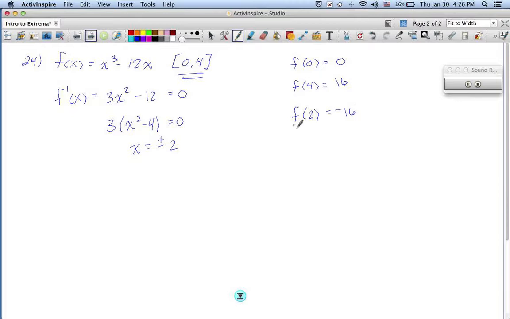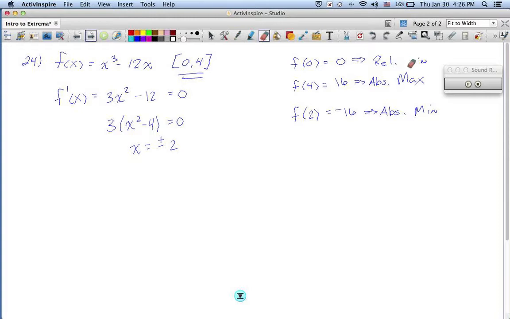So I look at these guys and I say, which one's the biggest? Well, this is the biggest. F of 4 is 16. Okay, so that is my absolute maximum. And I look at my lowest, and this is my absolute minimum. Okay, and that means, not that they're asking for it, but this would be a relative minimum. Actually, it's a relative extrema.